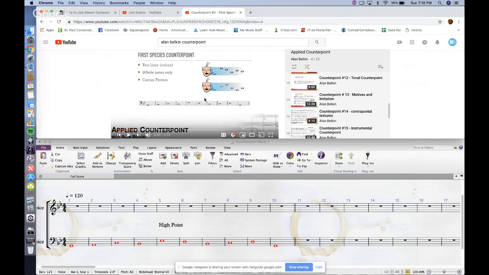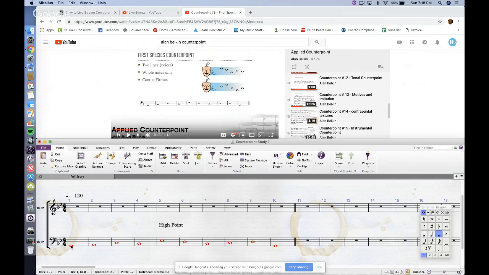So here's his first cantus firmus, which we write against. It's its own thing, and it's good to steal a cantus firmus from something. Here's the first one, and I already put it down. I marked where the high point is in Sibelius. Sibelius thinks this is out of the vocal range, so there, that's the low one. Okay, so let's continue with this.